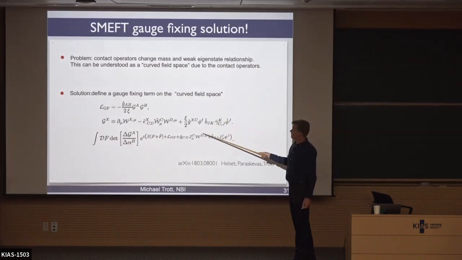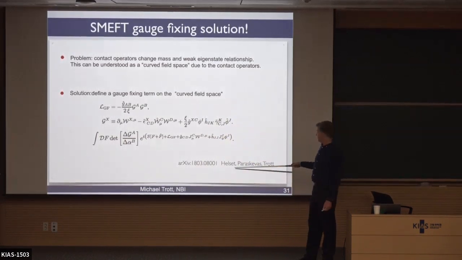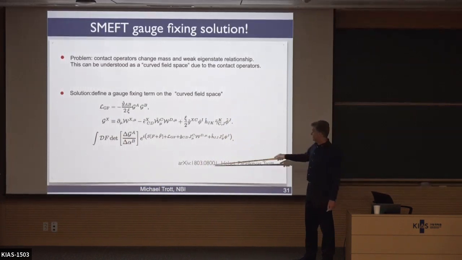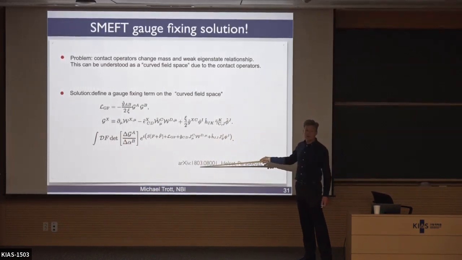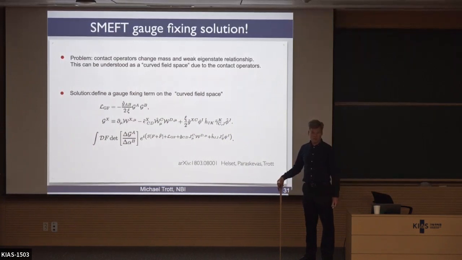This is actually one of the things that really started convincing me that geometry is the right way to go. This is a paper with Andreas Helset and another collaborator from many years ago. Andreas came in as a PhD student, and I gave him this challenge, saying, look, this weird thing is happening, and somehow it's got to be related to geometry. With one xi parameter, we should be able to write down a gauge fixing term which fixes this problem. So let's try and figure out how to do that.